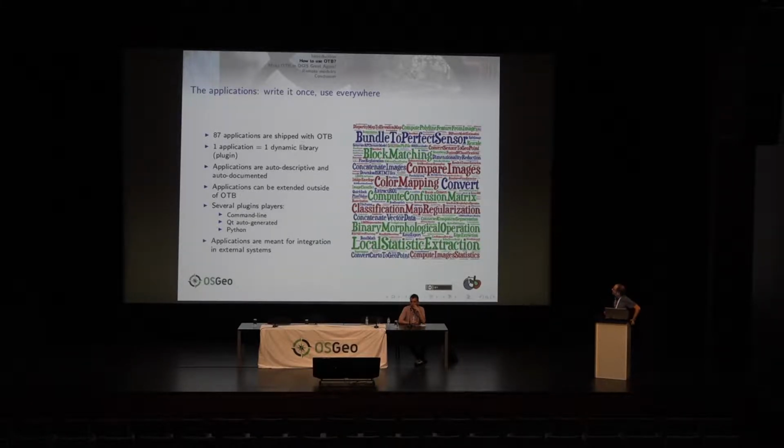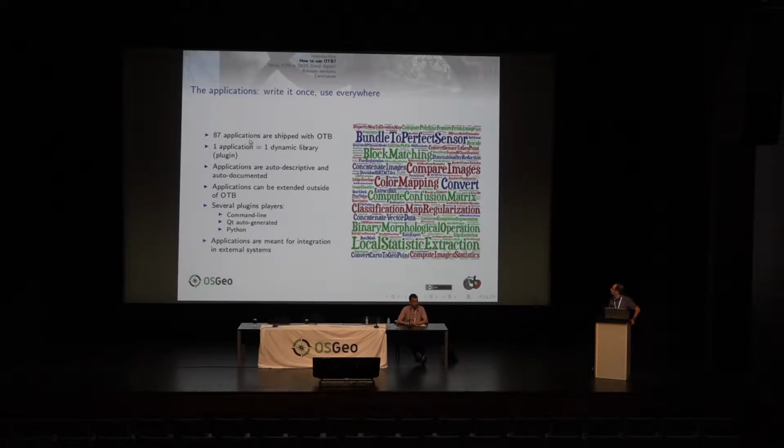Now, if we come to the applications, the idea is that you write the code once and you can use it everywhere. So the concept is that one application is compiled in one dynamic library, and they are auto-descriptive and auto-documented. It means that you can ask an application, okay, what are your parameters? What is the limit of this parameter? Is this parameter optional or mandatory? And we can use this to develop plugin players like command line or Qt auto-generated or Python, okay? And you can write your own applications and share with others, which is also important.